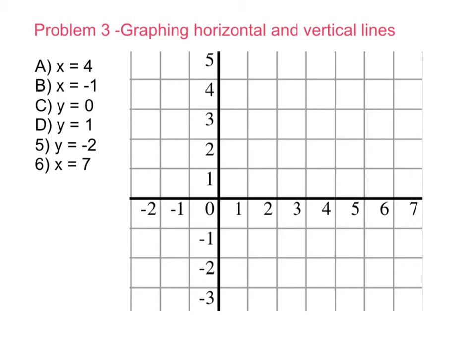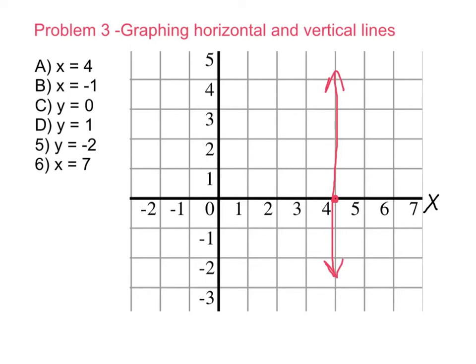If it's y equals, it's horizontal. If it's x equals, like A is, it's going to be vertical. So here's how you do it. X equals 4. Here's the x-axis. That means on the x-axis you put a dot at 4. That's it. Your line is vertical right through the x-axis. X equals 4.